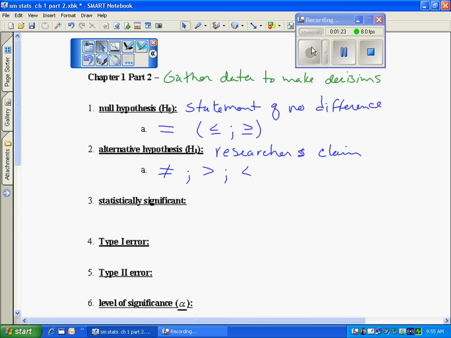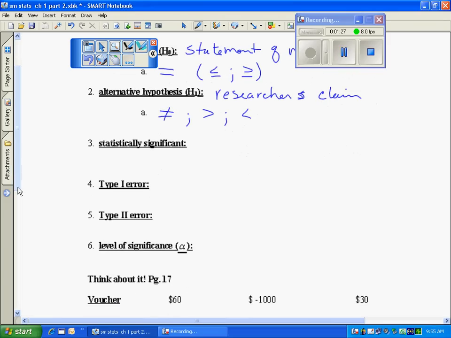Statistical significance is a statement, and it's a statement made in most studies. You'll see either not statistically significant or statistically significant. What this is saying is the data that was collected is unlikely, and it's unlikely if the null is true. So it's unlikely to be gathered or observed if the null is true.